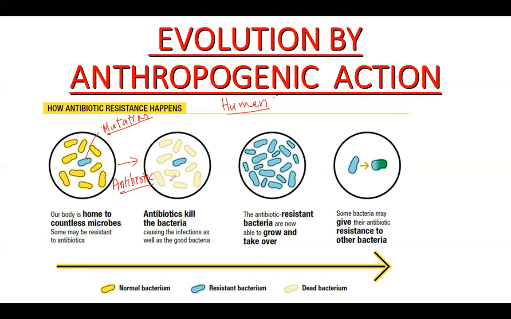When we used excess antibiotic, the normal bacteria, the yellow ones, all died. See, all of them died. Which one survived? The mutated one survived. The mutated one could not be killed by the antibiotics, and they multiplied, increased in number, and today we have antibiotic resistant bacteria. What do you call these bacteria? This is called antibiotic resistant bacteria.